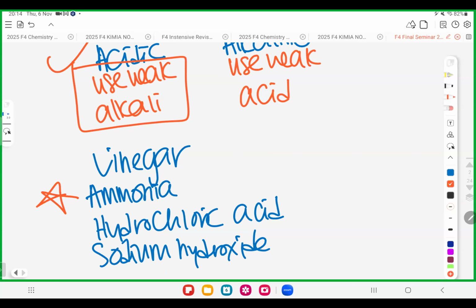So you must know bee and wasp, which one is acidic, which one is alkaline. When you are stung by something acidic, you use weak alkali to neutralize. When you are stung by something alkaline, you use weak acid to neutralize. That's it. Let me know in the chat box. Do you understand how I solve this question?